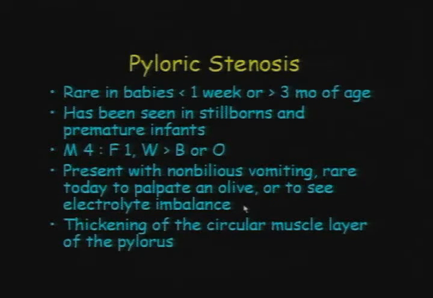Common urgent and emergent problems: pyloric stenosis. Seen in babies usually 1 week to 3 months of age, but it can be seen younger. It has been seen in stillborns, more common in boys, more common in white infants. Non-bilious vomiting is the hallmark. Today, nobody waits long enough for you to be able to palpate an olive. They bring the kid in pretty much the first time they vomit, and usually they'll get in before there's electrolyte abnormalities as well. It's thickening of the circular muscle layer of the pylorus.